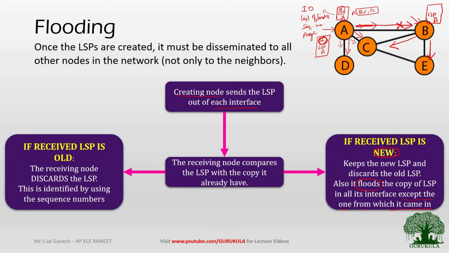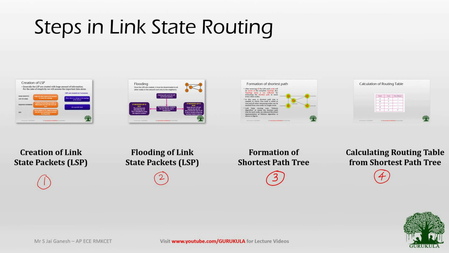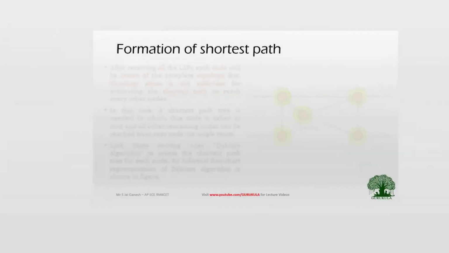So this side of the transaction will not happen from the B side. So that is what is given over here. The receiving node will flood the new copy of the LSP on all the interfaces except the one through which it came in. So this is how the flooding will occur. This process will keep on happening at each and every node, and the process of exchanging LSPs will stop at one particular point, when the node has only one single route to reach the destination. So that is all about the flooding, and now we will see how the shortest path tree is formed.